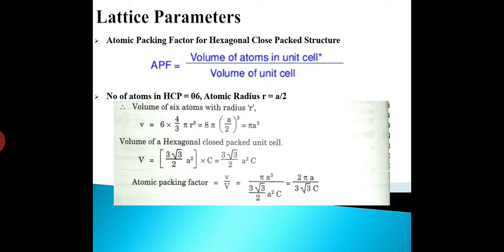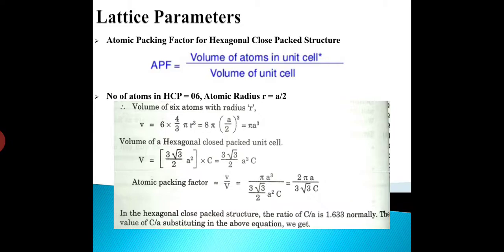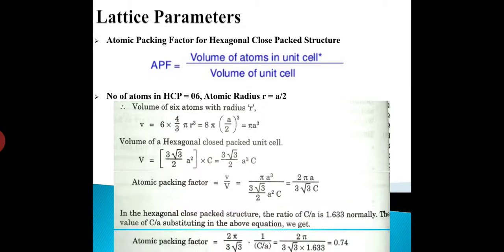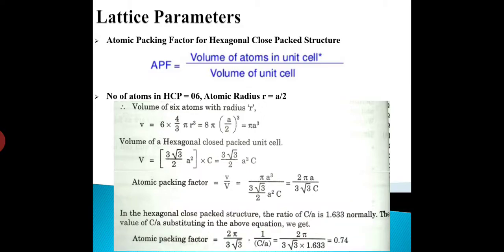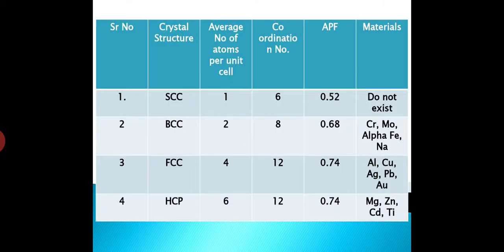Then put these values in the APF formula. So we get a ratio, that is c upon a. In the hexagonal close pack structure, that ratio has a constant value, that is 1.633. So put this value in the above formula. So we get APF is equal to 0.74 for the HCP structure.